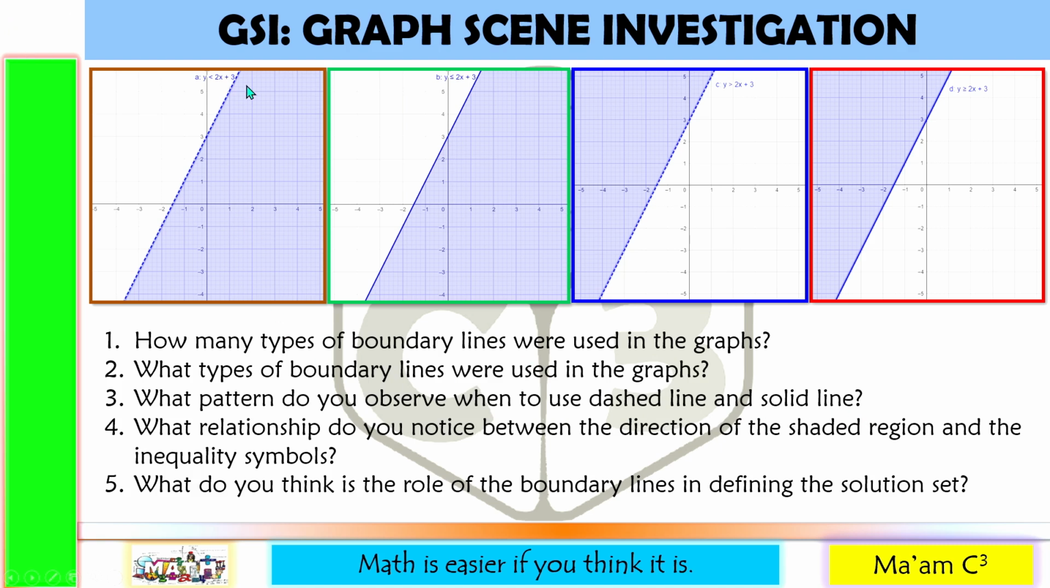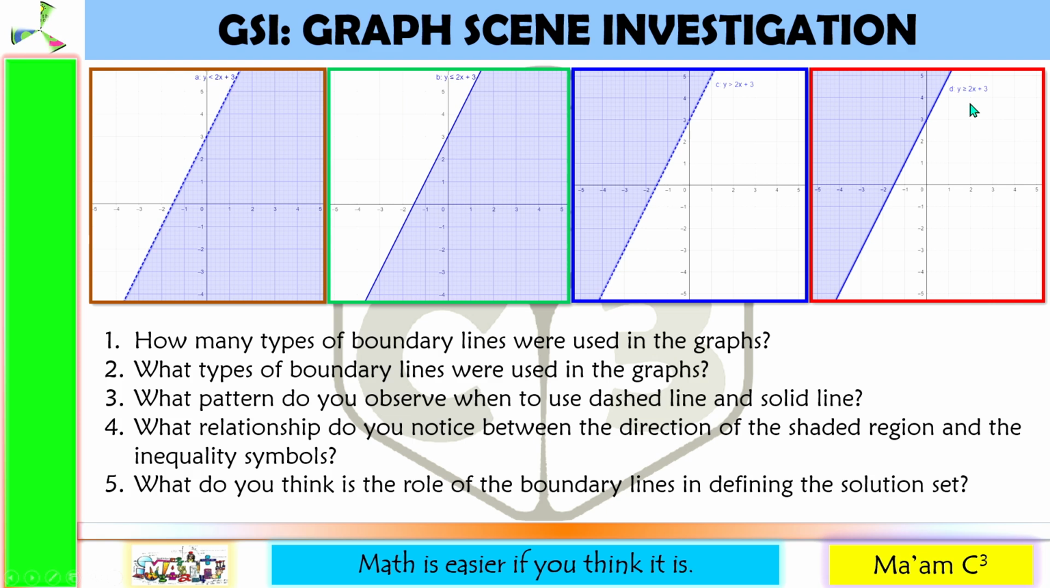Let's see. So this is dashed line. The inequality symbol is less than. This is also dashed line. The inequality symbol is greater than. This one, solid line, the inequality symbol is less than or equal to. This one is also solid line. The inequality symbol is greater than or equal to.